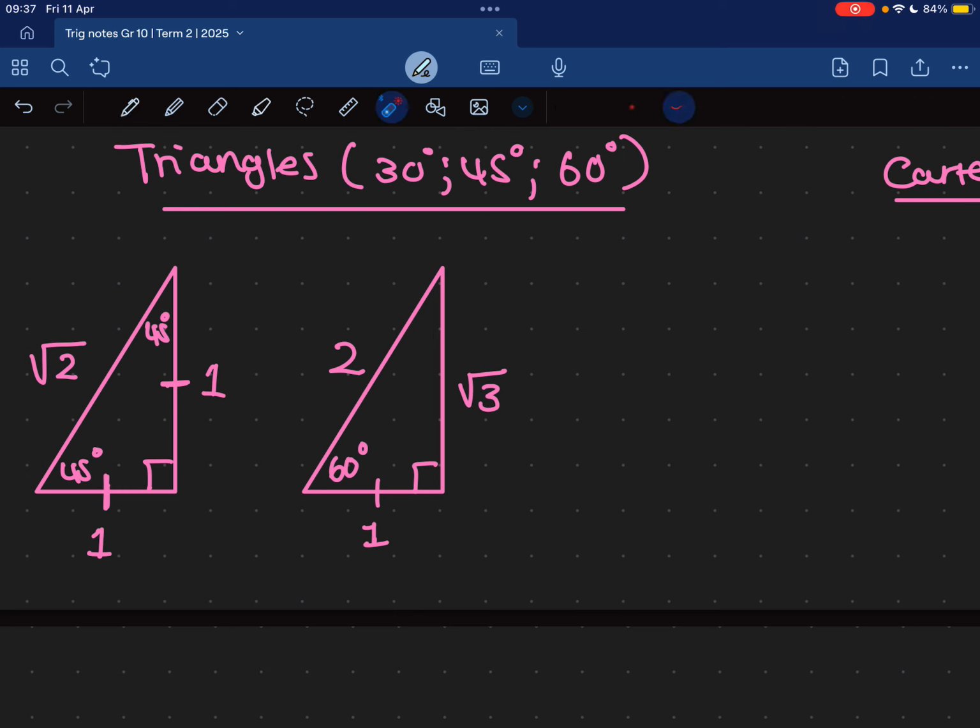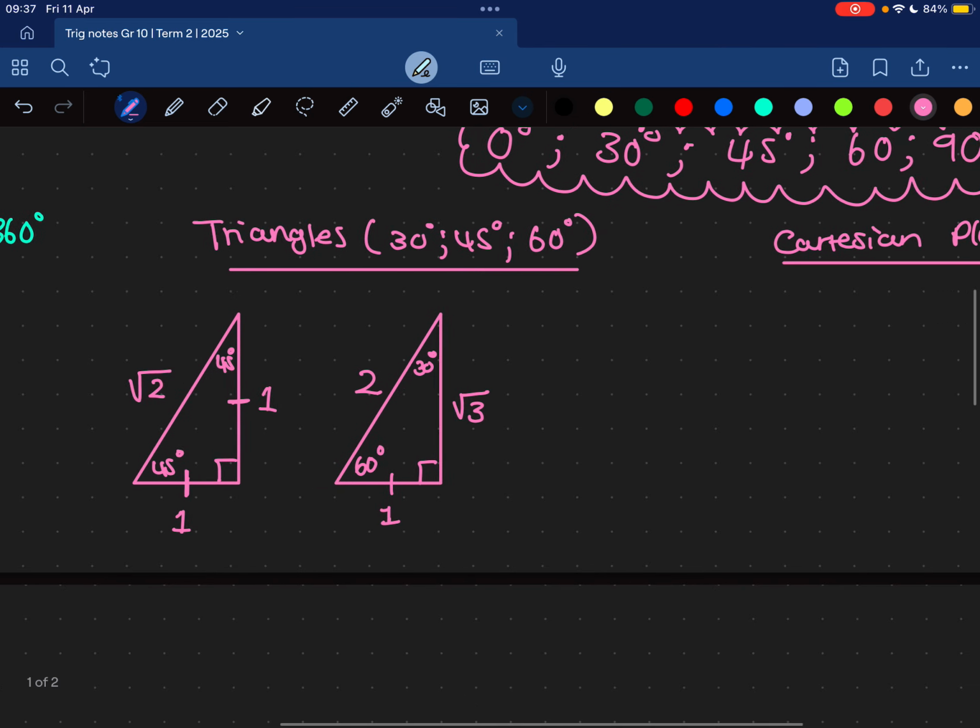Well, the root of 3 wouldn't be bigger than 1. But between 2 and 1, we would have the bigger angle. And between 2 and root 3, we would obviously just have the missing angle. Okay, then that's it for our triangles.